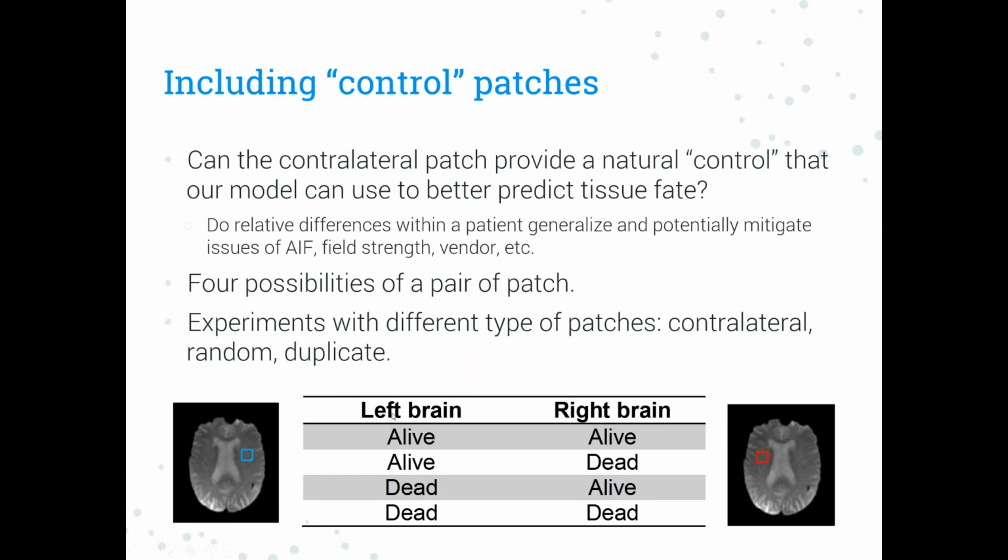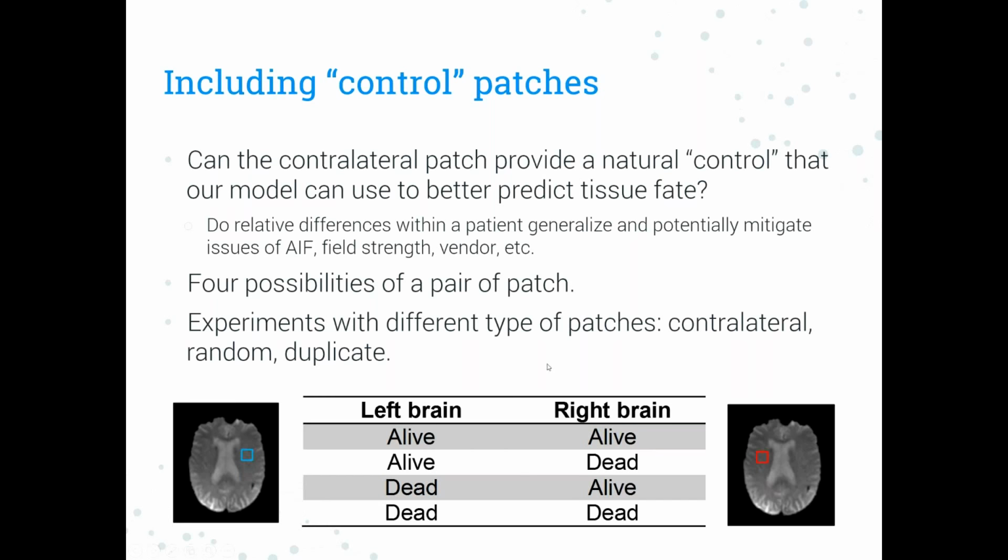So we have four possibilities in terms of patches for these comparisons. We can have the two sides alive, or alive and dead, dead and alive, or dead and dead. That last one doesn't really occur. I don't think it occurs at all in our data set.